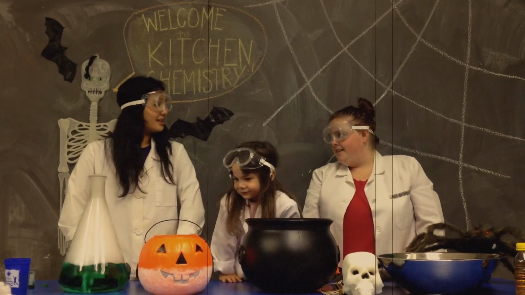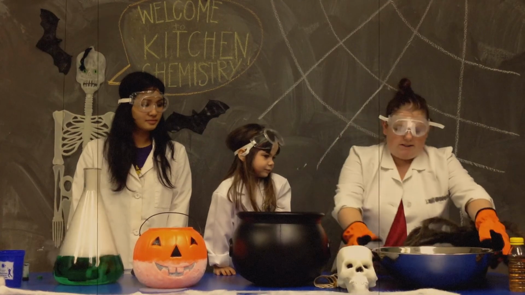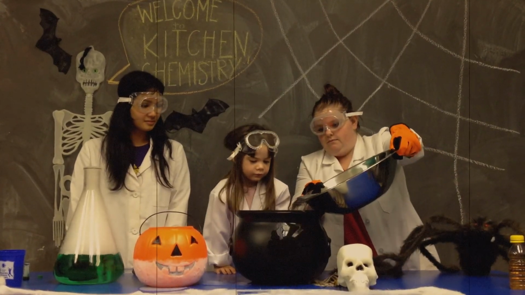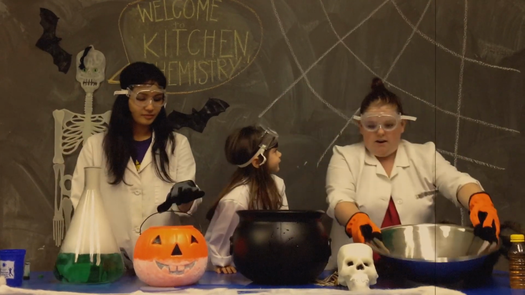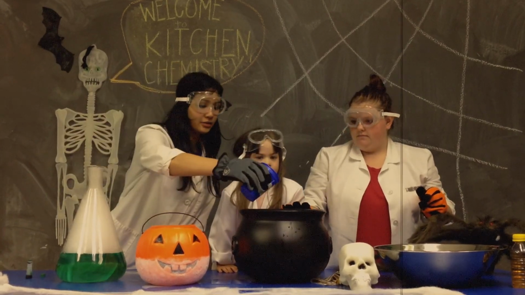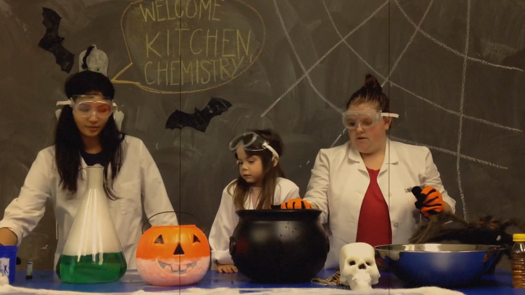Alright, so now what do we have next? Next, we are going to do an experiment with our cauldron. We are going to pour some of the warm water into our cauldron here. All of it? And we are going to add a tiny bit of our dish soap. Yep, just a little bit. Don't need that much. Swirl it around just a bit.